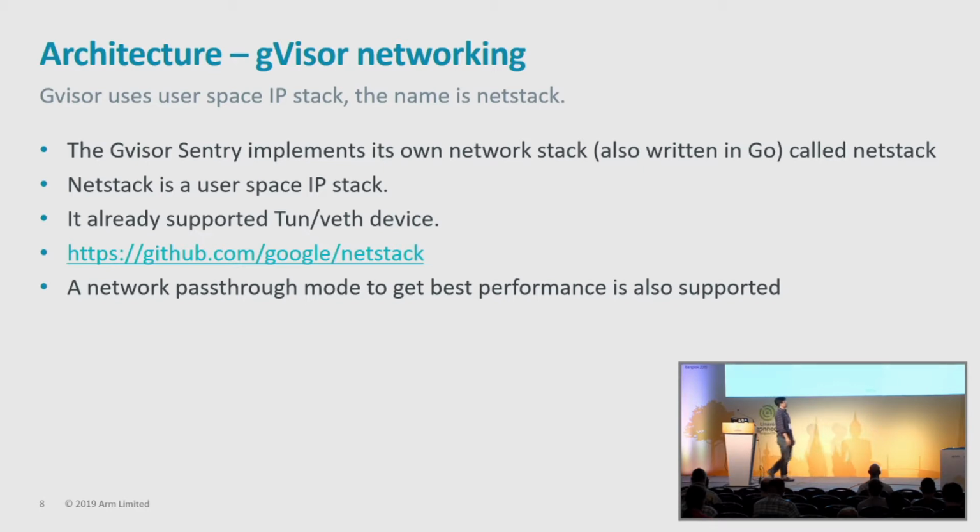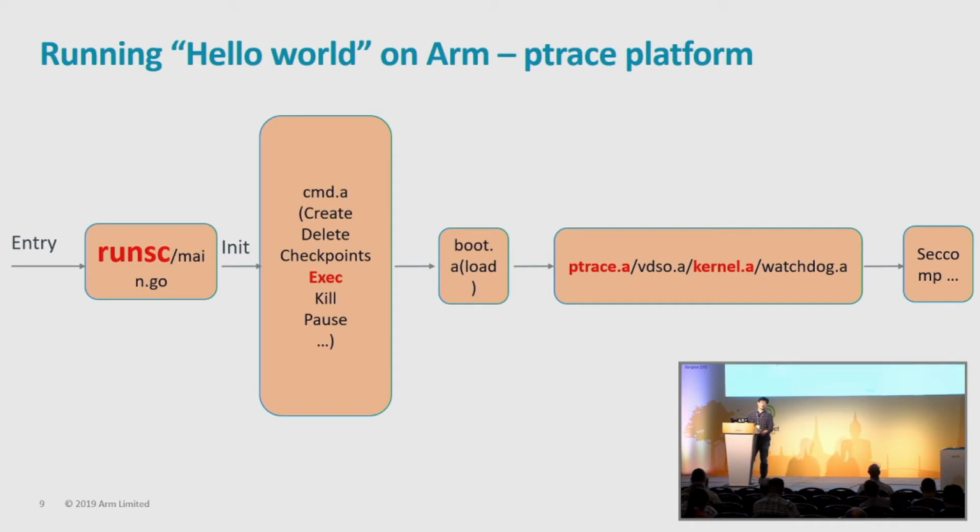And another networking topology is pass-through. As we all know, the pass-through topology will get the best networking performance for a typical container runtime. So in Kubernetes, we can use SR-IOV CNI to work with gVisor. So compared with other runtimes, it's not a problem for gVisor. And one point is that the pass-through performance is very good for gVisor.